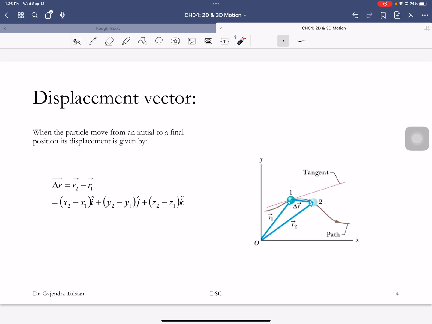So again, if you get on your helicopter, take off for a flight, and come back and land at the same spot, what is your displacement vector? Zero vector.